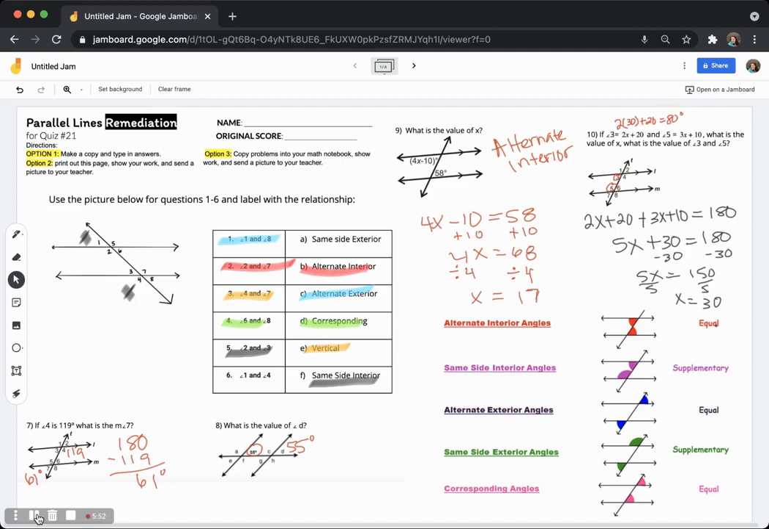Angle 5 says it is 3x plus 10. So again, I'm going to replace x with 30. So 3 times 30 plus 10. So 3 times 30 is 90, plus 10 is 100. So angle 5 is 100 degrees, angle 3 is 80 degrees, and together they make 180 degrees.